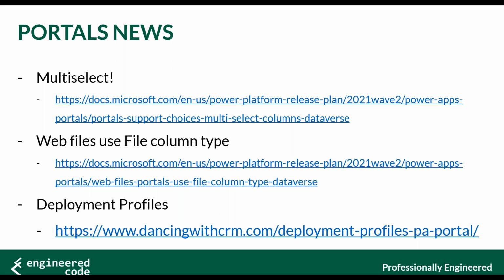The next one here is the use of web files. Currently, if you were to upload a file to your web file, it has to be as a note, or the underlying annotation entity or table. So what Microsoft has announced is that rather than going to the notes, and that can cause some confusion because you can have many notes, so it's like, which one does it pick? I believe the logic is it usually picks the most recent one, but it just kind of leads to some confusion. So what they're doing is they're moving towards using the new file column type.